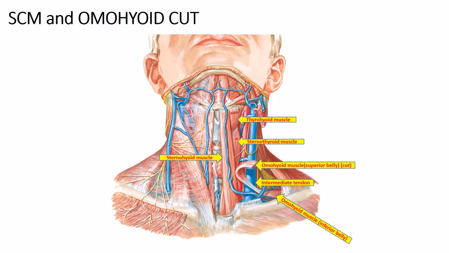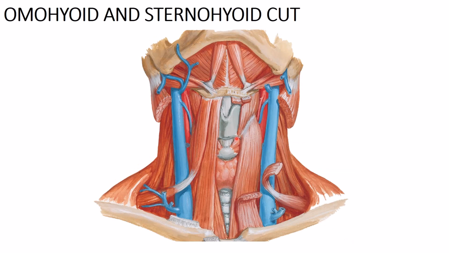So these are the four muscles which are flat and long, so they are like straps. They are like straps because they are long and flat. They are called strap muscles or infrahyoid muscles. So as we see here we got the omohyoid muscle. This is the superior belly of omohyoid muscle. This is the sternohyoid muscle.